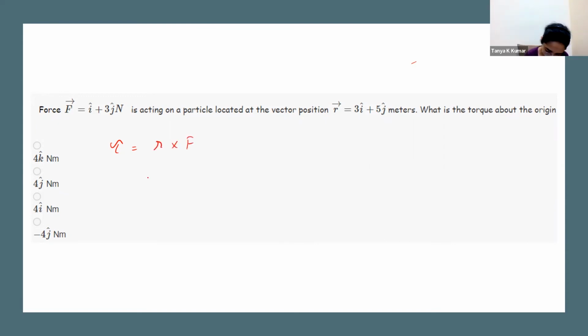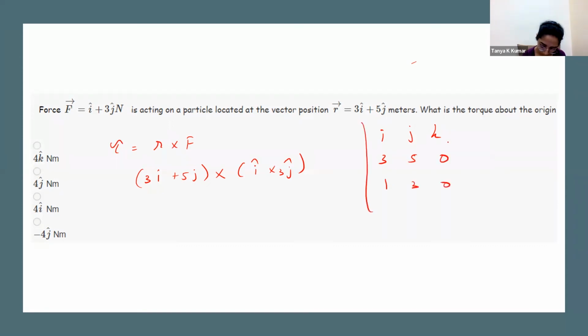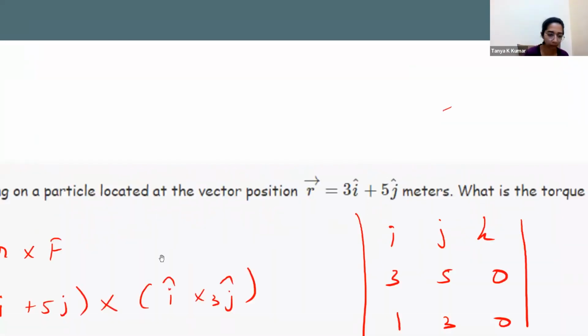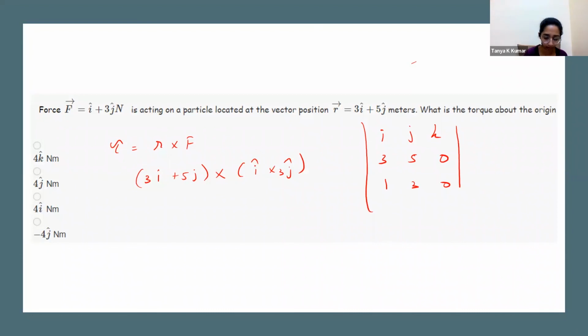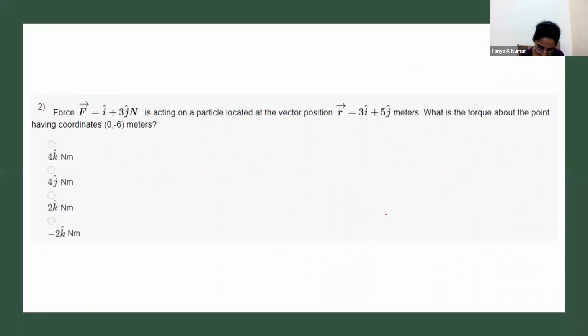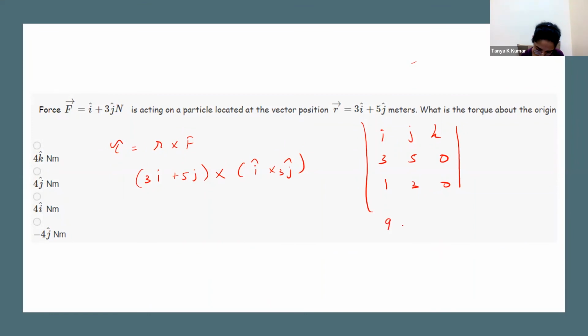That's R cross F. R here is 3I plus 5J, cross I and 3J. When you do this cross product, you can do it the way sir showed. IJK, you have 3, 5, 0, and you have 1, 3, 0. When you do the cross product, you only have components in the K direction, which is 9 minus 5K. So it comes to 4K. So that is your final answer.